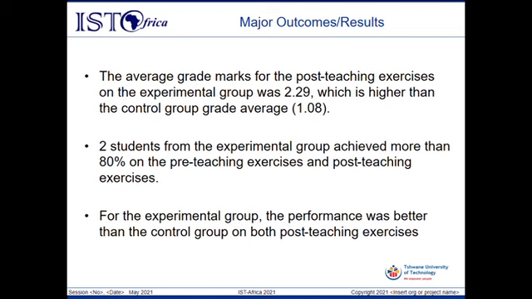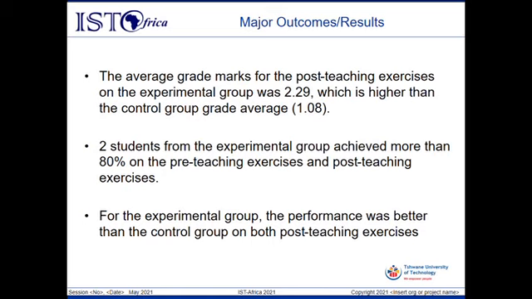Okay, so the major result, the average grade for the post-teaching exercises of the experimental group was 2.29, which is higher than the control group grades. And then at the end, we had some post-teaching exercises where we compared the two groups. One group was taught with these manipulatives, where the concept of assignment was emphasized with manipulatives. And the other group was taught traditionally without the use of manipulatives.